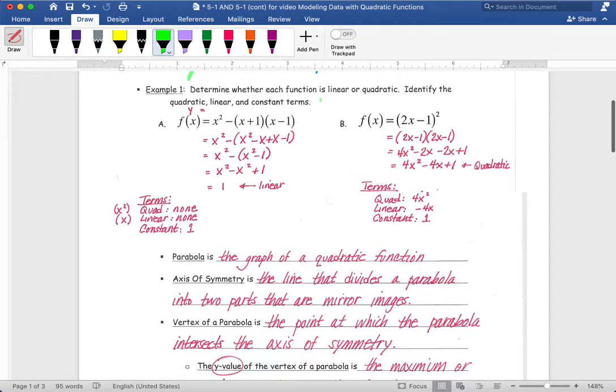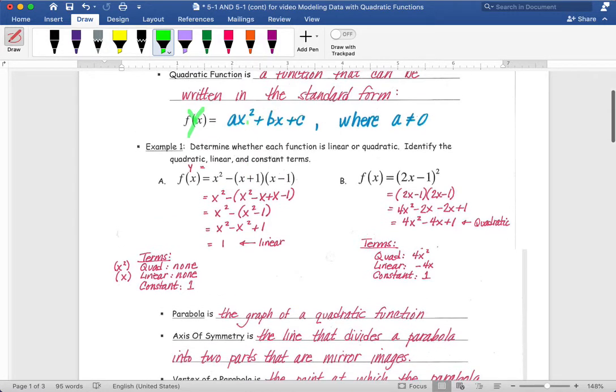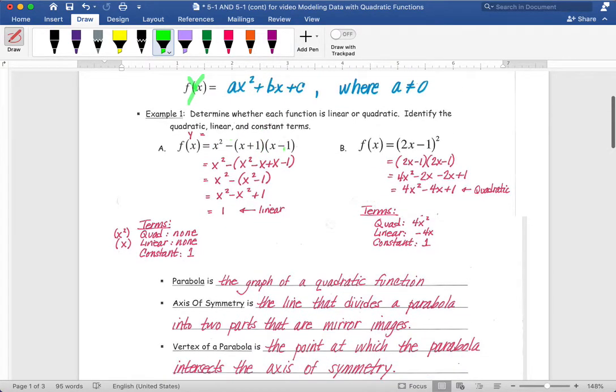Example 1 says determine whether each function is linear or quadratic. And then you're going to identify the quadratic, linear, and constant terms. Now, in part A, again, f of x takes place of y. So this is a y equals x squared, subtract this times this. This is a strange way to write an equation, but hey, what you have to do is to get it to look like ax squared plus bx plus c. This does not look like that. So you have to multiply this part out. Multiply the x plus 1 with the x minus 1. You're going to get this, what's inside the parentheses.